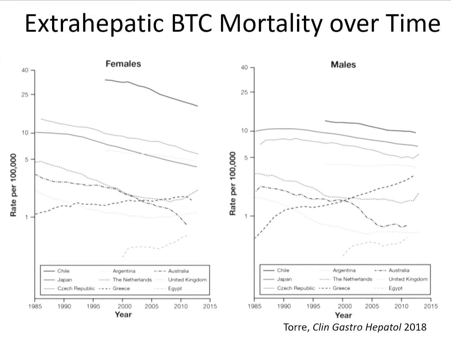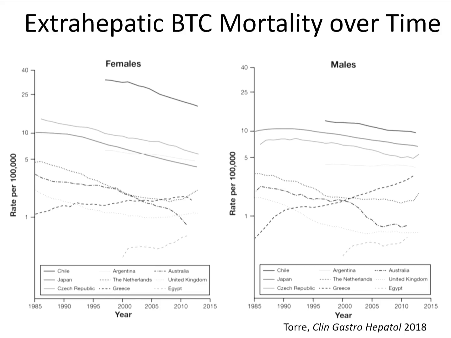Now, because these cancers are rare, people tend to group them together just to try to get a more precise sense of what's going on. And you can see one example of that here with mortality rates from selected countries for all biliary tract cancers combined in women on the left and in men on the right.